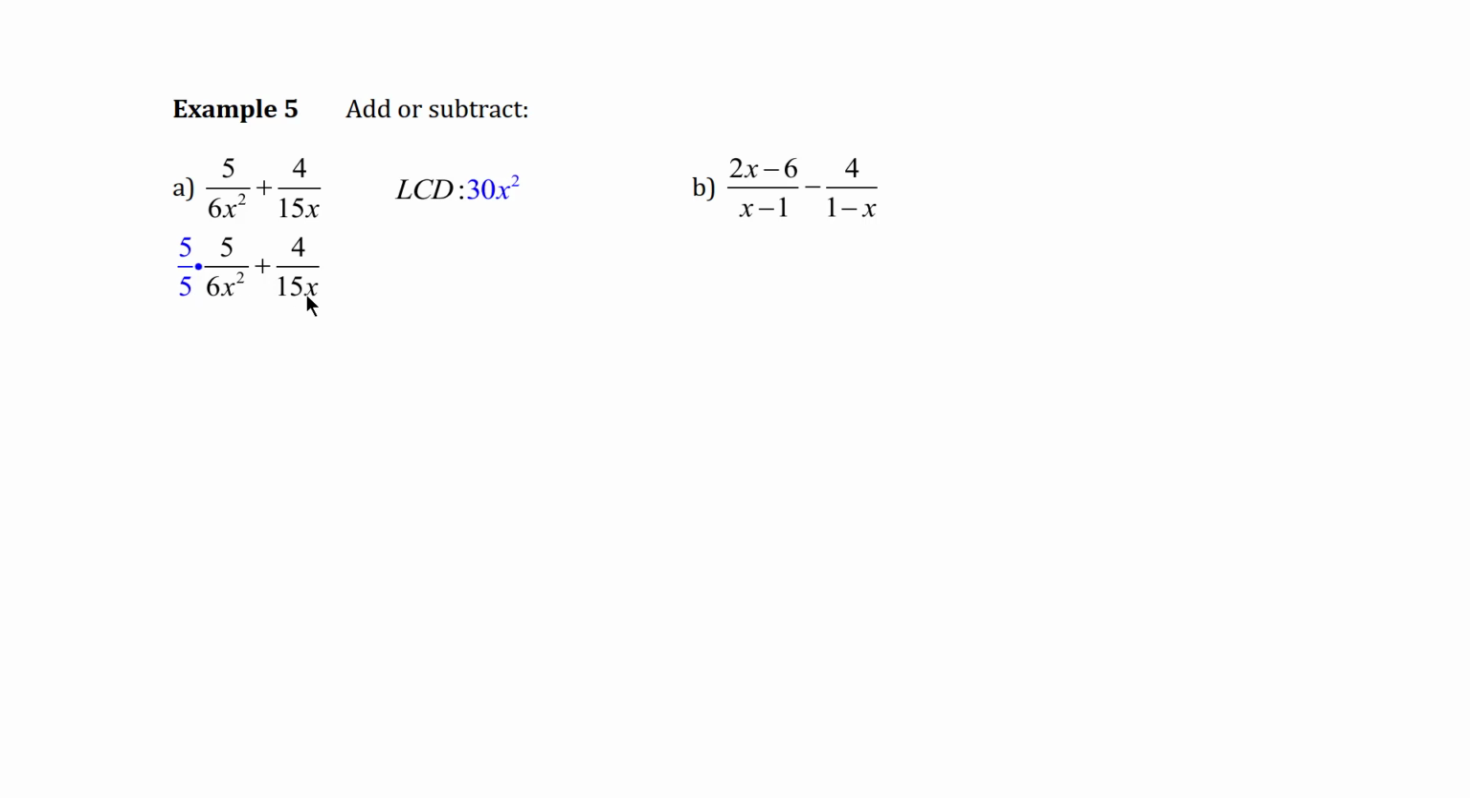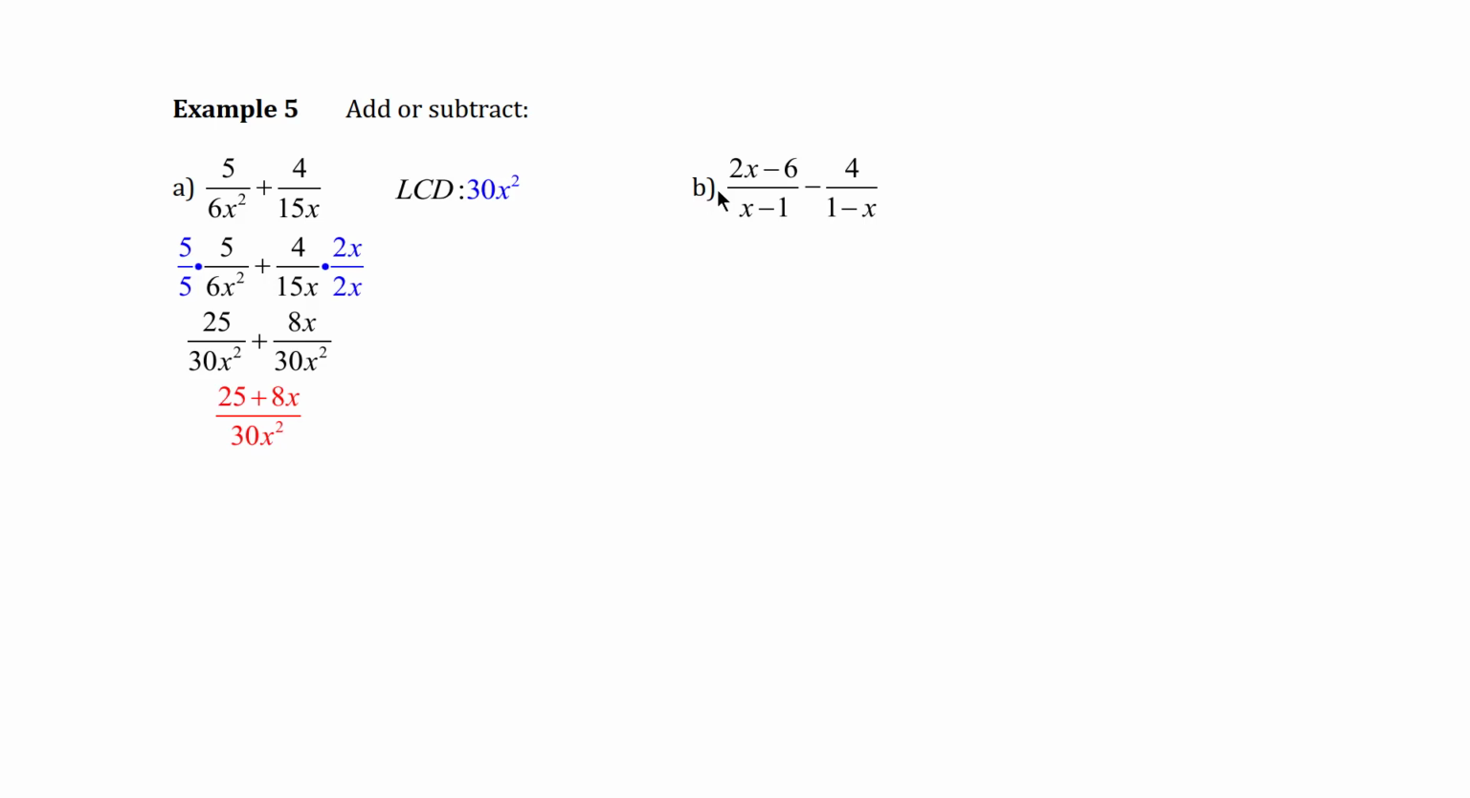For the second fraction, we need to change the 15x to match our LCD of 30x squared. To do this, we just multiply that fraction by 2x over 2x. After doing the multiplication for both fractions, the result is 25 divided by 30x squared plus 8x divided by 30x squared. Next, we combine everything under one fraction. We get our final answer, which is 25 plus 8x divided by 30x squared.